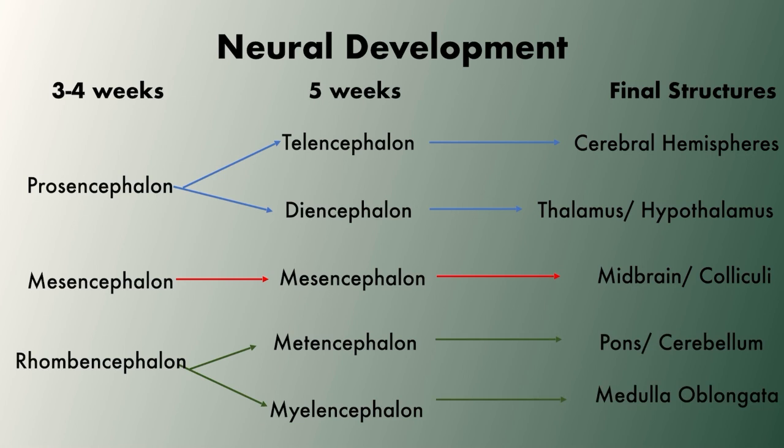Now, Dr. Coatney suggested a way that we can remember this: 2-day mess met Milo. At 5 weeks, we have telencephalon, diencephalon, mesencephalon, metencephalon, and myelencephalon.